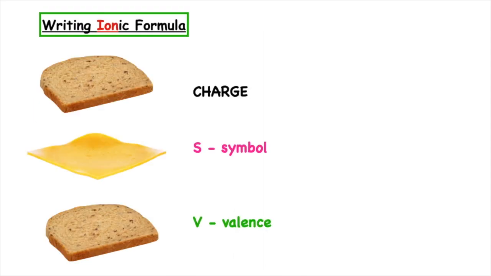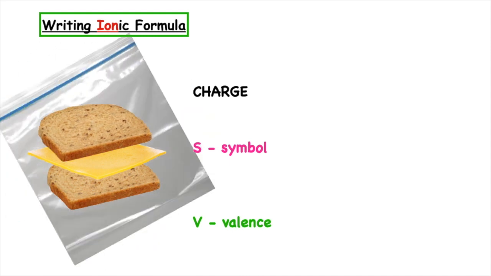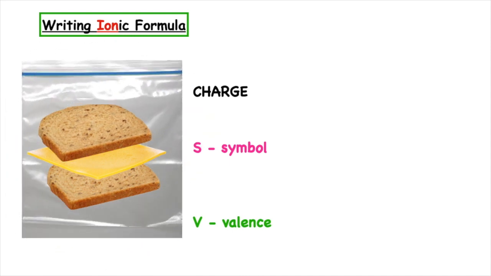Writing ionic formula is a little bit different from writing chemical formula. Not only do you have to be able to write the symbol and identify the valence of that element, but you need to also show the charge of that element. The way that I remember this is like making a sandwich and wrapping it up. It's really important that we wrap it up.